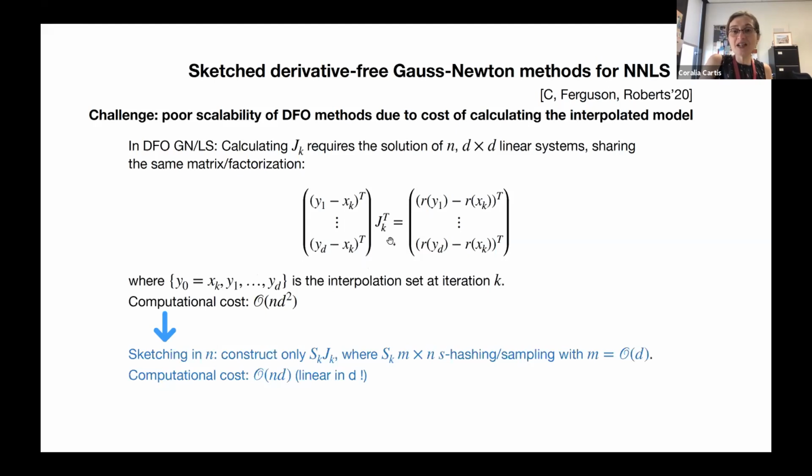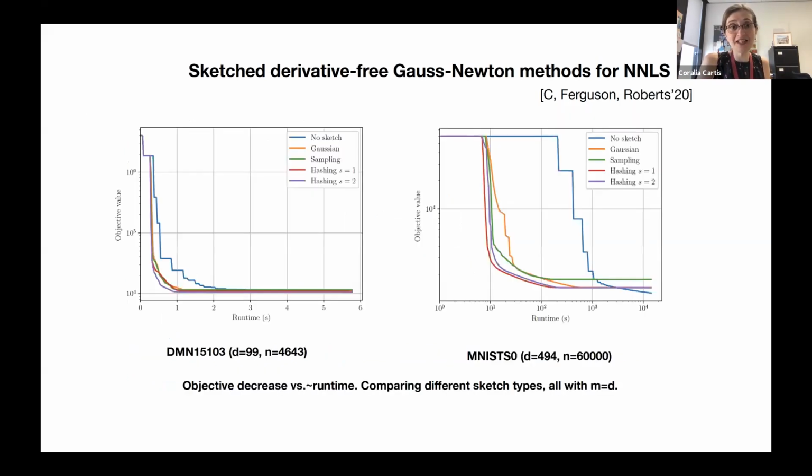So what we did is to say that one option, when you sketch in the observational domain, is to just solve order D of these right-hand sides. So that corresponds to sketching in the observational domain. So I'm not going to construct the whole J. I'm just going to construct a reduced Jacobian by just solving for D right-hand sides. Okay, this leads to a method that's linear in D. Okay, a derivative-free method that's linear in D.